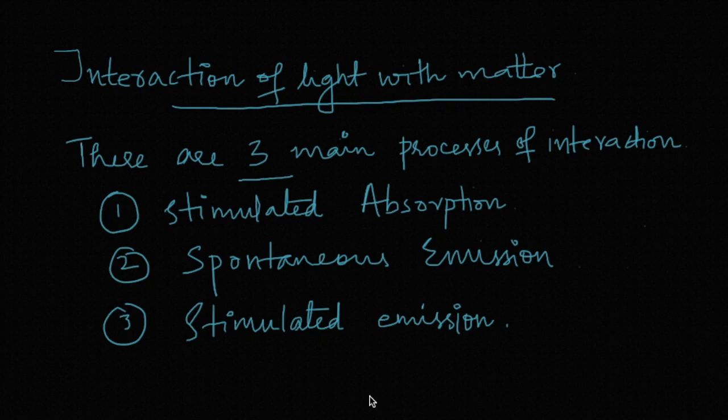Let's discuss the interaction of light with matter in this video. Whenever radiation is incident on a material, it can be viewed as a stream of photons, where each photon carries an energy E equal to h nu, and there arise three different possibilities of interaction of light with matter.